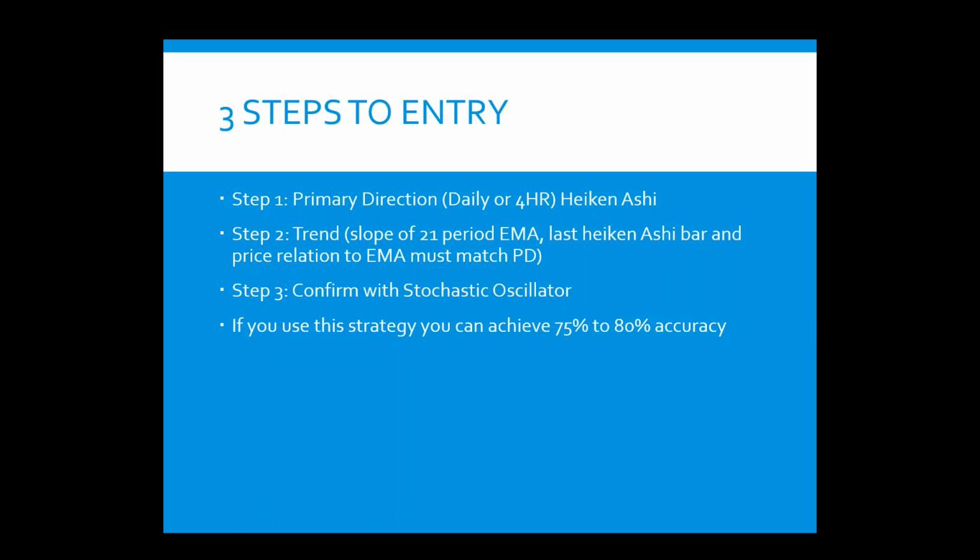Step 3, I'm going to show you on a chart stochastic as I did before. This is a great way of adding another confirmation to an entry. And I've done a small calculation. If you use the strategy correctly, always stick to the rules, you'll be 75 to 80% accurate on your trades. Now, 75 to 80% accurate means nothing if you're using too much volume.